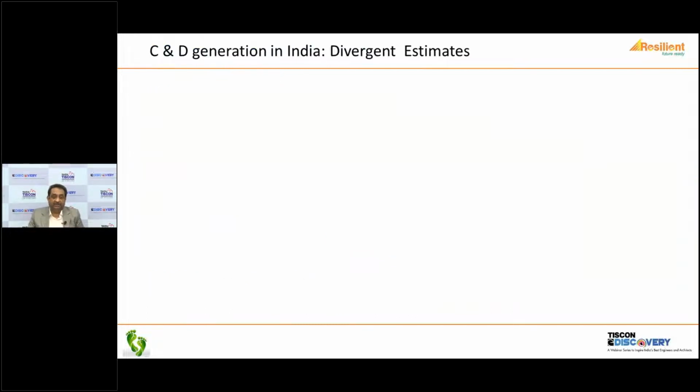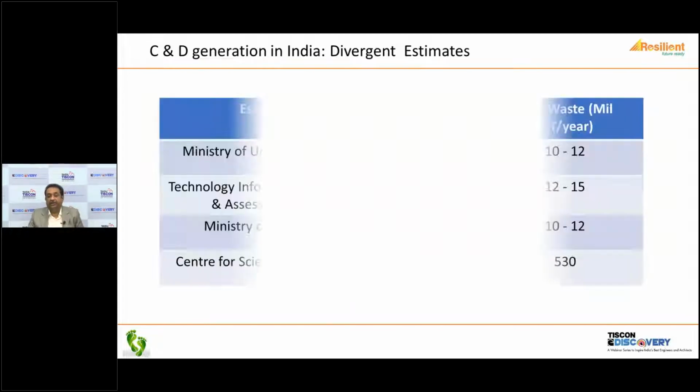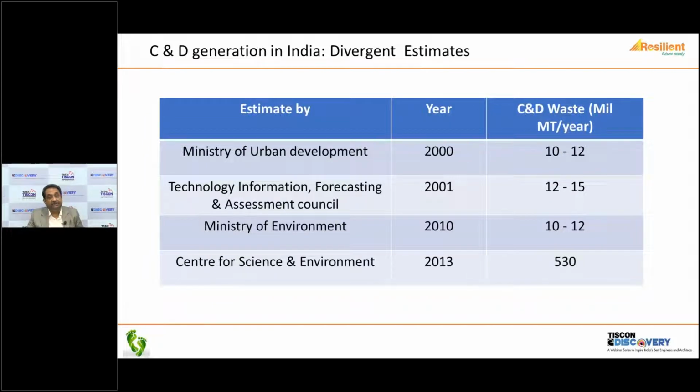Let's look at what is the construction demolition waste that is generated in India and what are the estimates. If you look at this table, the Ministry of Urban Development in 2000 came up with an estimate of 10 to 12 million tons per annum. The Technology Information Forecasting and Assessment Council in 2001 came up with a C&D waste estimate of 12 to 15 million tons. The Ministry of Environment in 2010 estimated this to be around 10 to 12 million tons. And in 2013, the Centre for Science and Environment along with McKinsey came up with an estimate of 530 million tons per annum. Now, if you look at these estimates, they are so divergent.